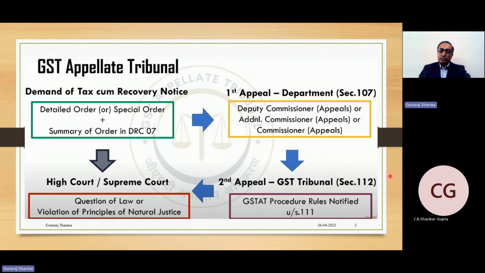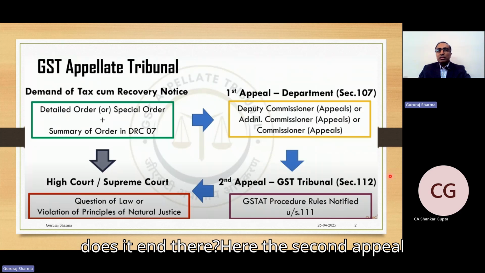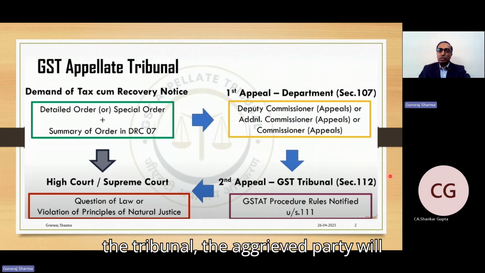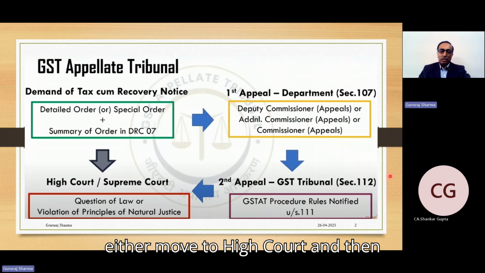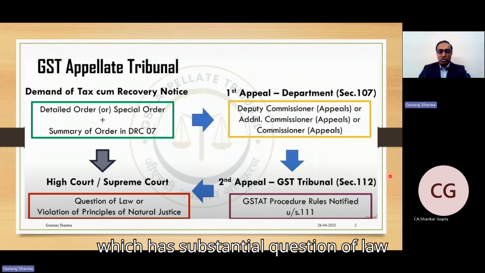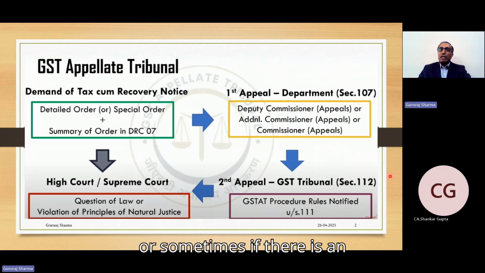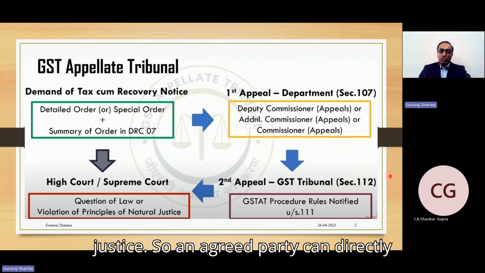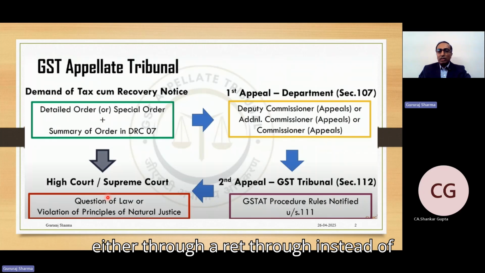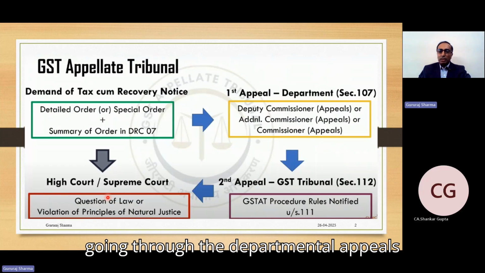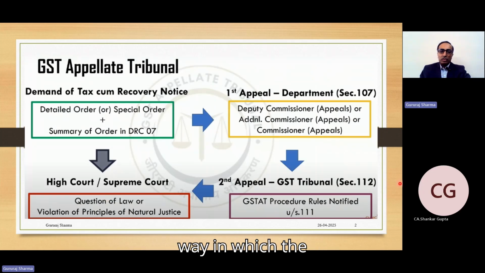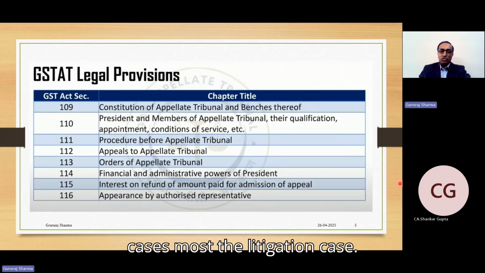Now, does it end here at the second appeal tribunal? No. After the decision of the tribunal, the aggrieved party will move to the High Court and then the Supreme Court. Which cases move to the High Court or Supreme Court? The cases which have a substantial question of law, or sometimes where there is a violation of principles of natural justice. An aggrieved party can directly move to the High Court through a writ, instead of going through the departmental appeals and the tribunal. So this is the way in which cases move into litigation.